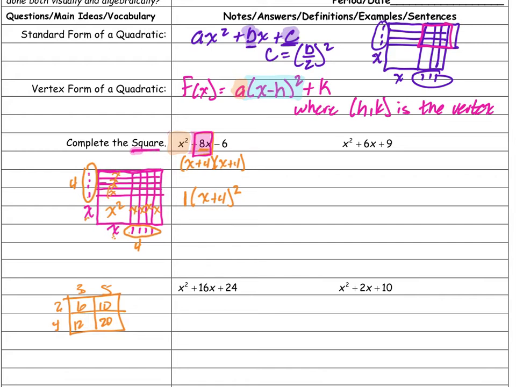Now for the hardest part, and this is really the hardest part right here, is I have to figure out where this negative 6 comes from. And how do I get that negative 6? So now I have to find out where that negative 6 is, okay? So how in my perfect square, let's go back to my picture, how many 1s do I have?